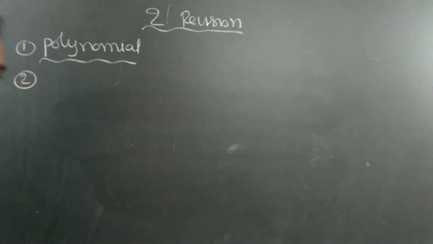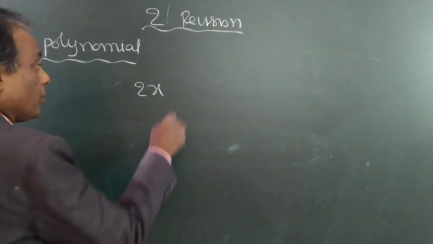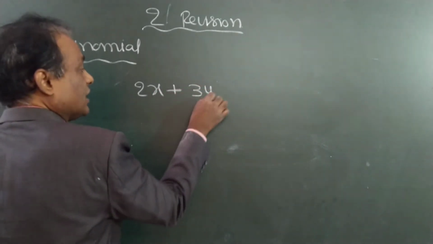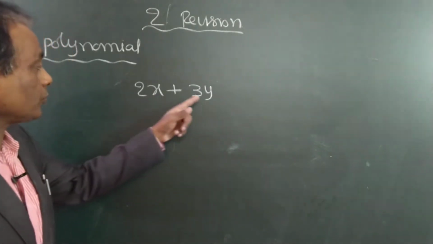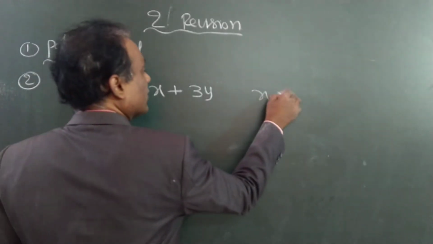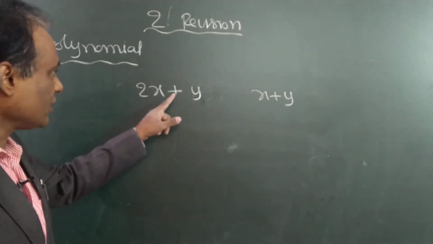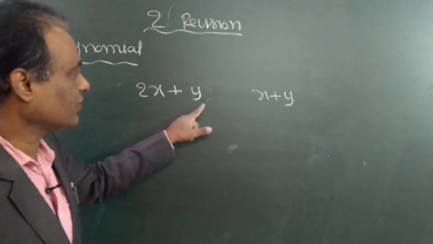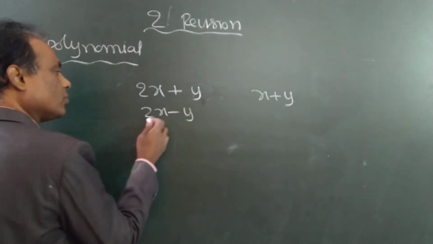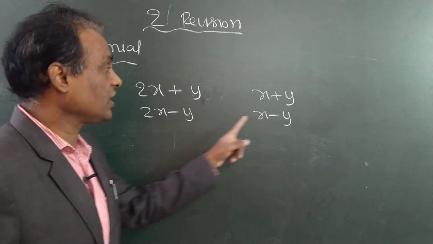Second point. See, what is meant by term? Suppose two expressions are separated by plus or minus, then we say that it is the next term. See, 2x plus 3y means it is two terms. Or suppose 2x plus y. So we have two terms here. When separated by plus, this is the first term, this is the second term. Similarly, if separated by minus, 2x minus y or x minus y, here also we say that these are two terms.